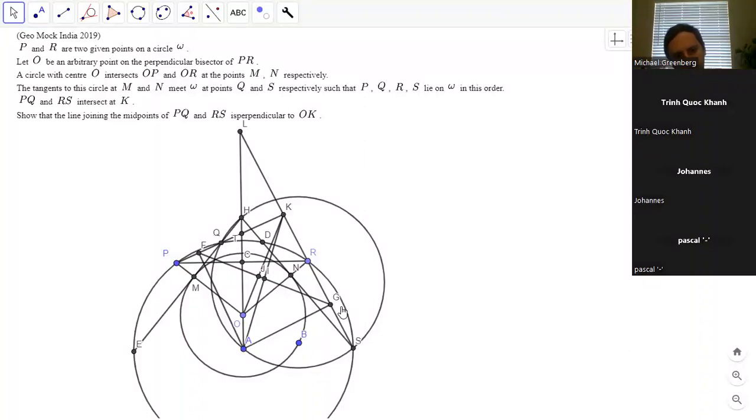I'll try to use the isogonal line lemma then. So we want to show we have KP, KO, KA, KS. We want to show those are isogonal. So by the isogonal line lemma, we could let PO meet AS at a point.